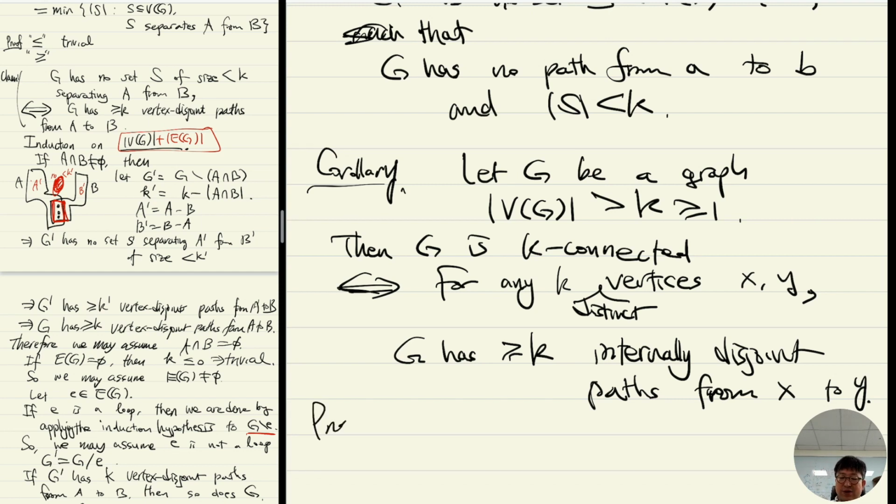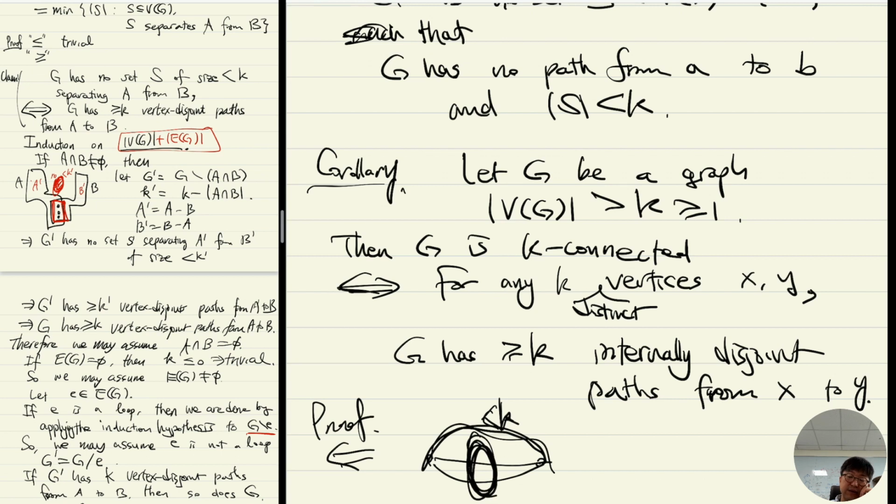Okay, so how do we prove that? One direction is clear. If you have many paths, then no matter how you delete fewer than K vertices, for any two vertices, since there are K disjoint paths, one of them will not meet this small set. So that means deletion of any set of size less than K leaves the graph connected. So this is clear.